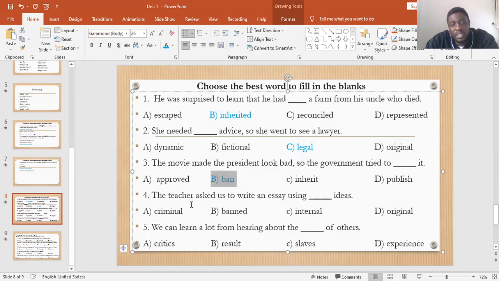Ban. Next: the teacher asked us to write an essay using ideas. If it's in school, then most of the time they are going to ask you to use your ideas, and your ideas are original ideas. It doesn't mean they cannot ask you to use criminal ideas or banned ideas, but most of the time in school, they will ask you to use original ideas.